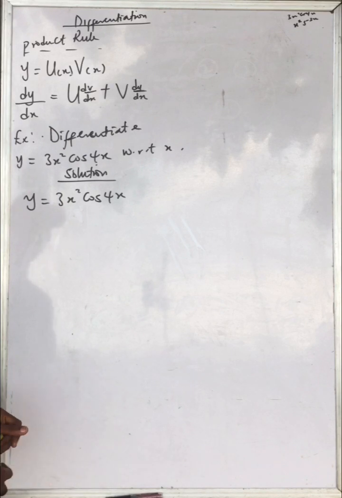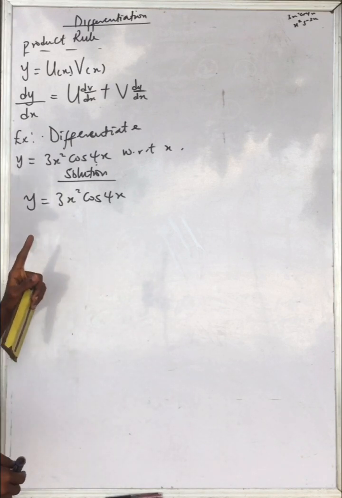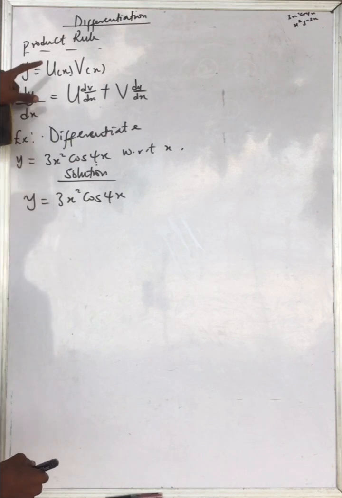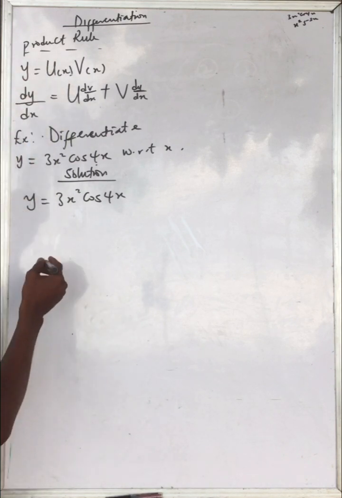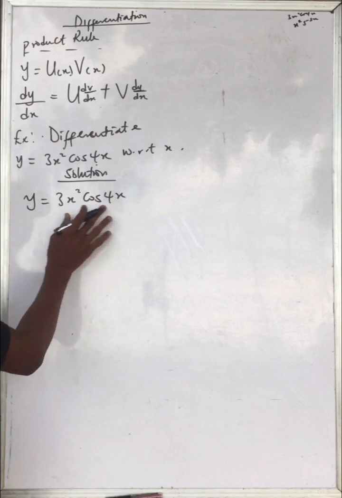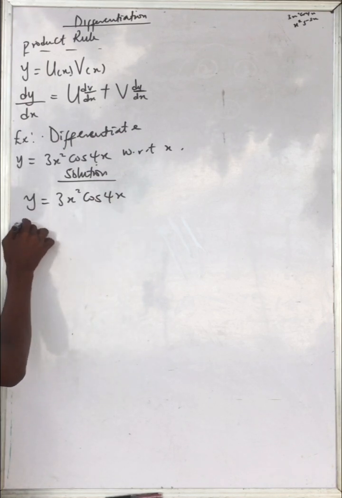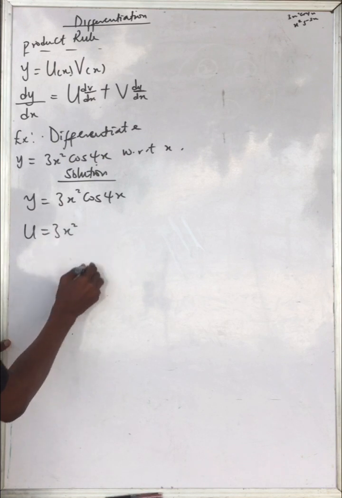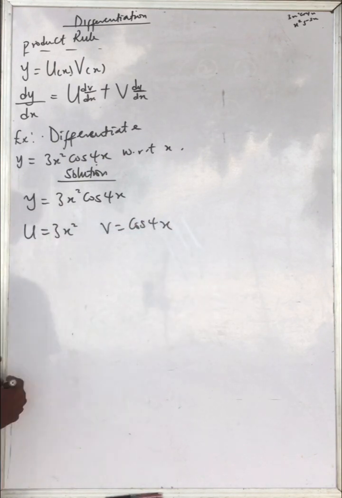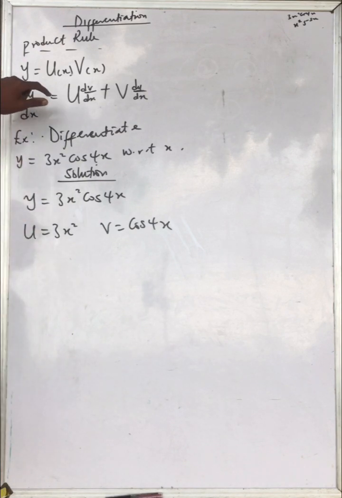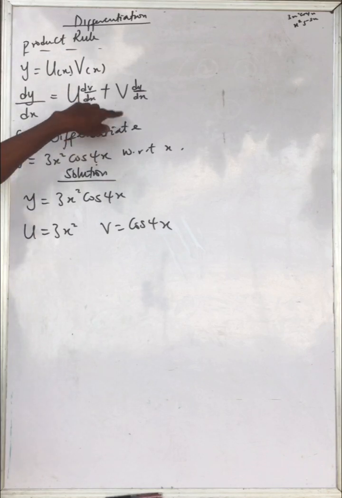So that means we are bound to introduce the product rule into solving this problem. Remember that we can split this into u and v. So we have u as 3x squared and likewise v as cos 4x. And remember that dy dx of this function becomes u dv dx plus v du dx.